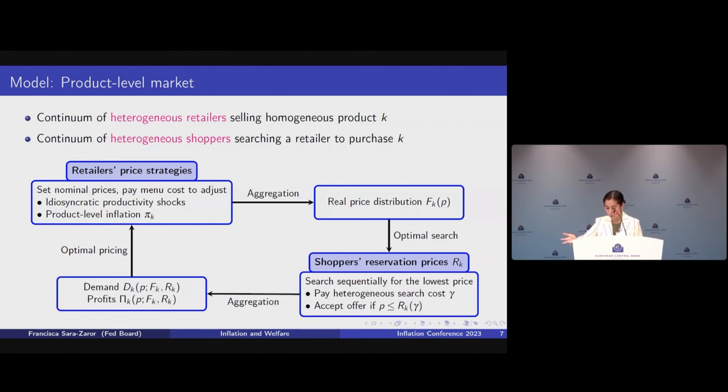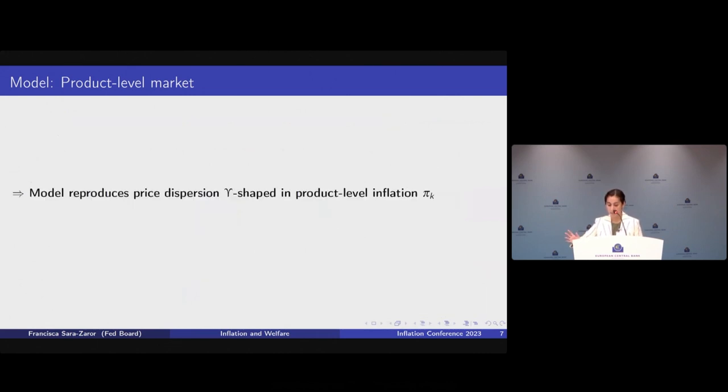Then this demand function will affect the profit function, and both of them will be affected by the search strategies, which in turn will be affected by the real price distribution, which in turn is going to be affected by inflation. So the only way in which inflation affects the optimal search strategies and also the demand function is through the price distribution. And well, finally, this demand function is going to affect the retailer price strategies, closing the circle. Now I will explain to you the overall intuition about why this model reproduces this epsilon shape relationship between price dispersion and product level inflation.